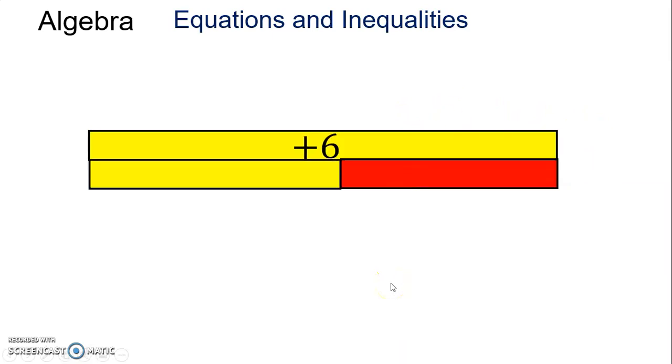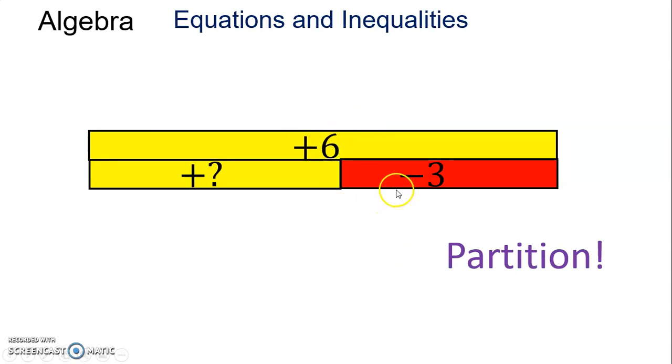Okay, another example. Here we're partitioning positive 6 into negative 3 and a missing number here. So what I'd like you to do now is to pause the video and see if you can work out what the missing number over here is.